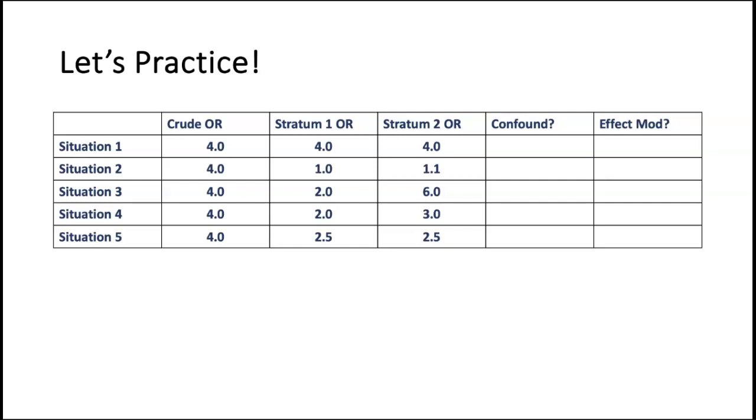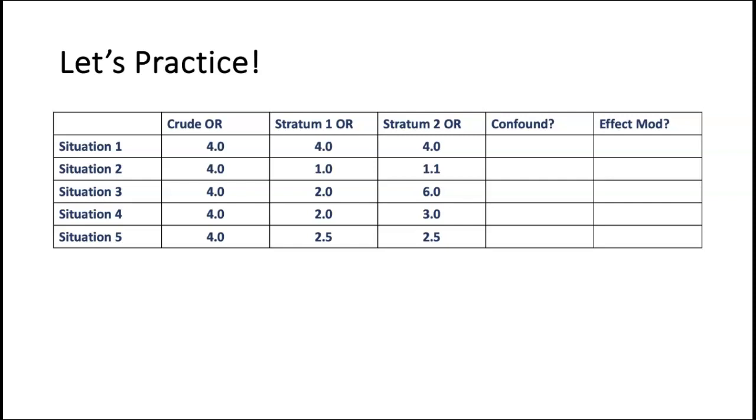In situation 2, we have a crude odds ratio of 4. Our strata-specific measure for stratum 1 is 1, and for stratum 2 is 1.1. Now, when you look at these strata-specific measures, what you see is that they're pretty similar to one another. So that's one initial flag that I have confounding. So I would need to think about calculating an adjusted measure from these strata-specific measures.